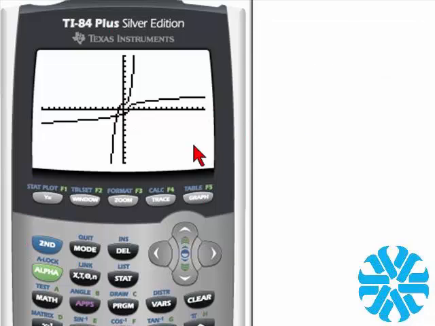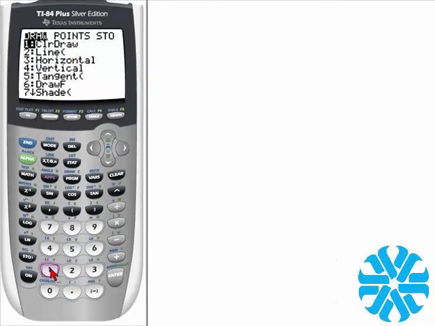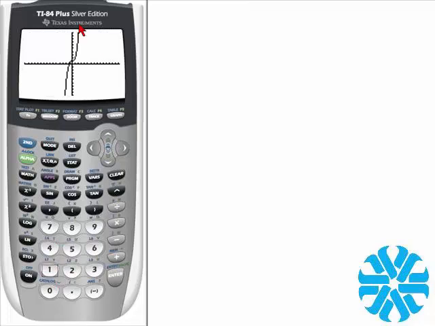Let's go back to the draw mode. So second function and then draw. And we're going to clear that inverse function, so we hit number 1. All it's going to show is the graph of what we have in the graphing mode, which is right here. And let's clear that function out if we hit clear. Then we'll go second function and quit, and then we can clear this out by hitting clear.